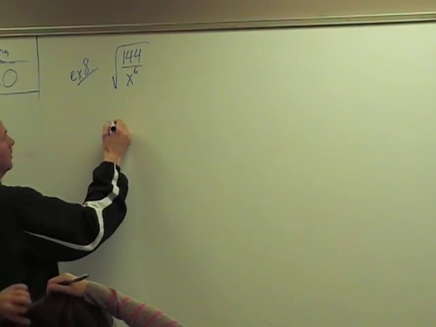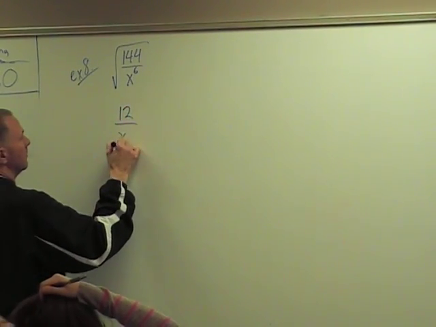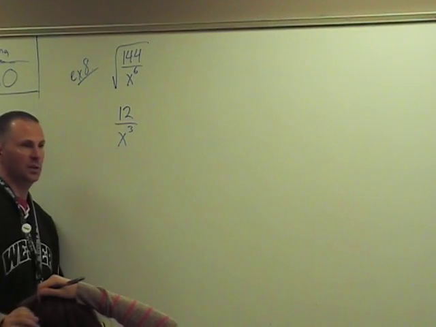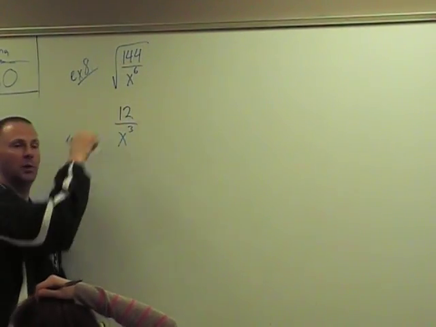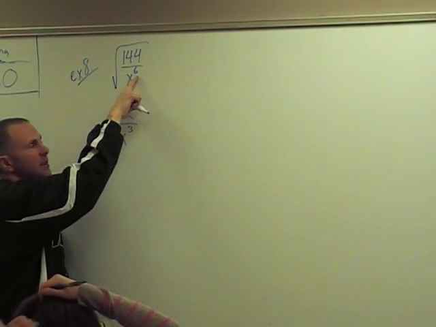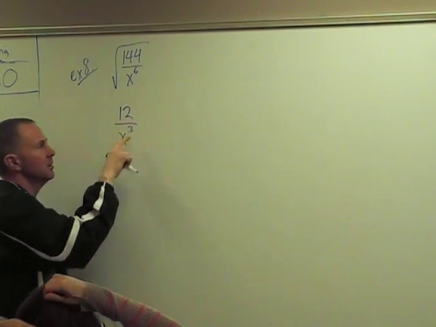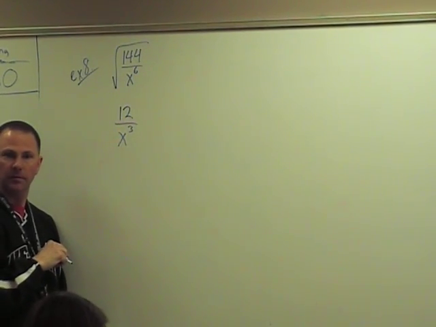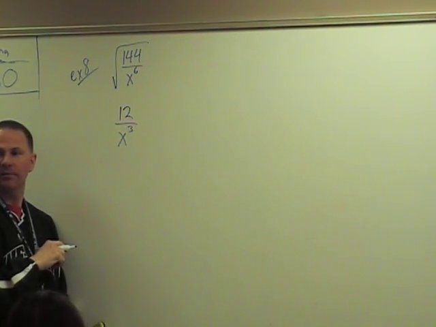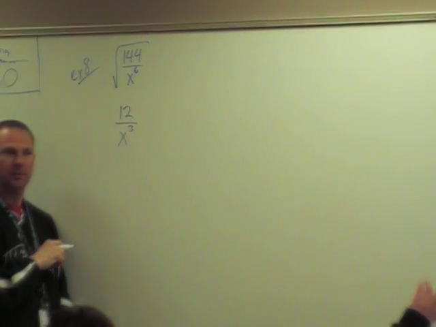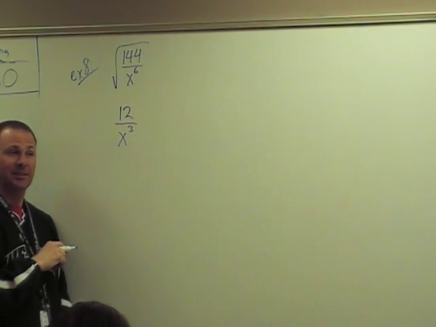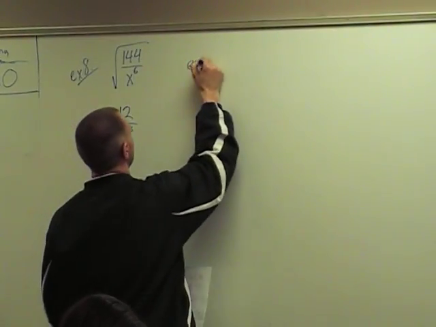12 over x. Yeah. So if you just understood that, the square root of 144 is 12. The square root of x to the 6th, that's an even number, so that's x cubed. All right, who saw that? Who got it? All right, a little better. All right. Another one. Example 9.